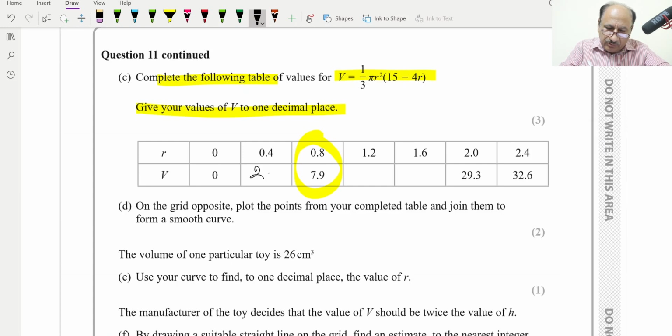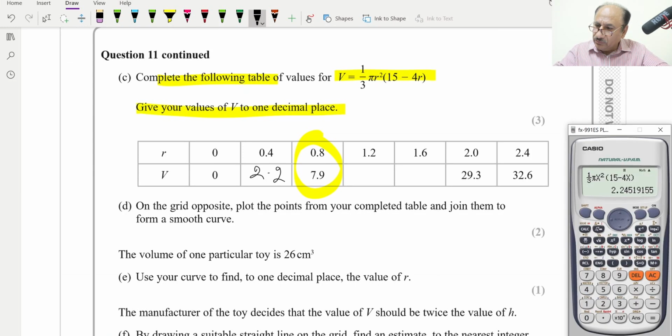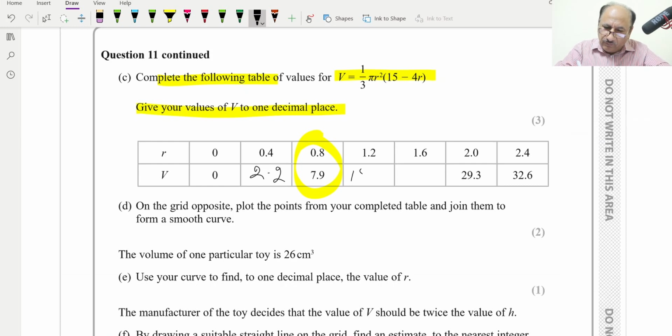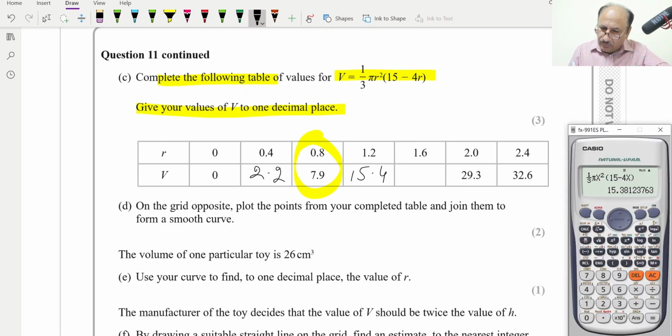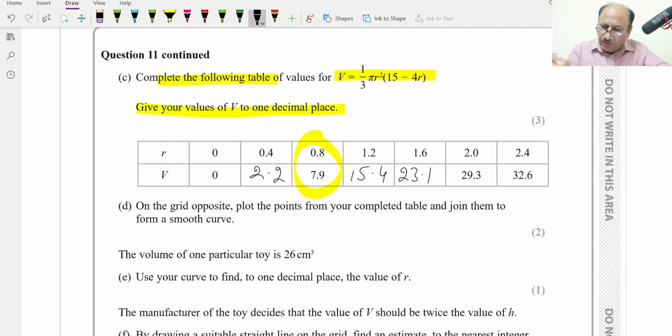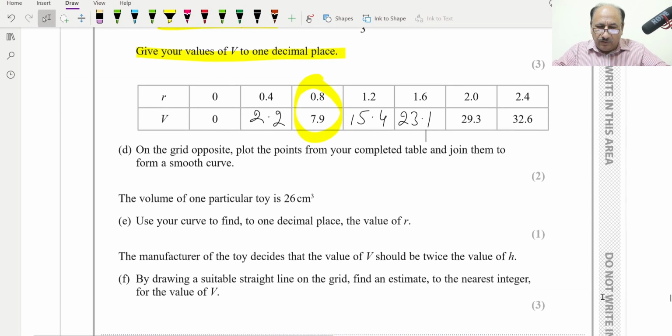I will write here 2.2, and now calculate for 1.2. This is equal to 15.4. Now calculate for 1.6, and this gives us 23.1. Now all the values are done.